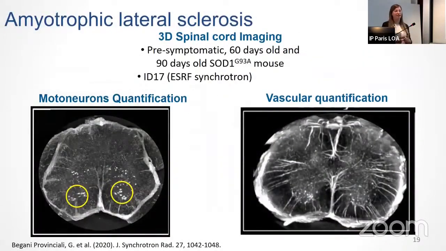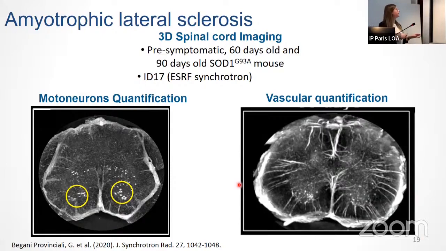Another example of application of free space propagation phase contrast tomography was obtained on amyotrophic lateral sclerosis. That is another kind of disease that involves the spinal cord, in this case of the animal model of the mouse. We consider a presymptomatic stage of the disease, 60 days old, and a 90 days old. And the measurements were performed at the beamline ID17 of the ESRF.